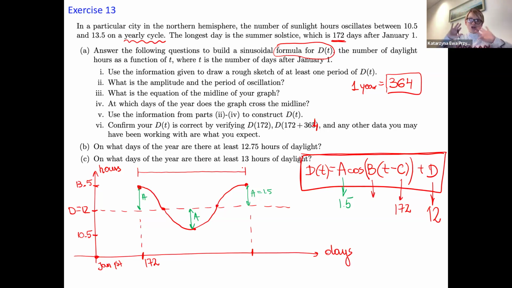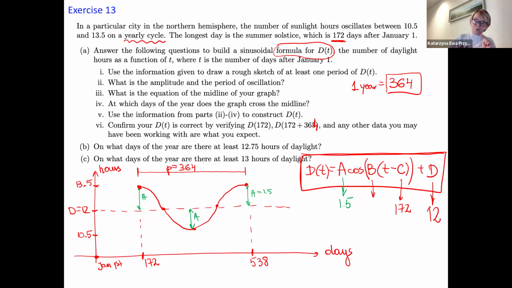No. The general period for sine and cosine is 2 pi. But in our scenario, it's 1 year, 364 days. That's the entire year, because we can see that's the entire model. If we add 364 to 172, it will be another June, 538. So this is P, this is the period.